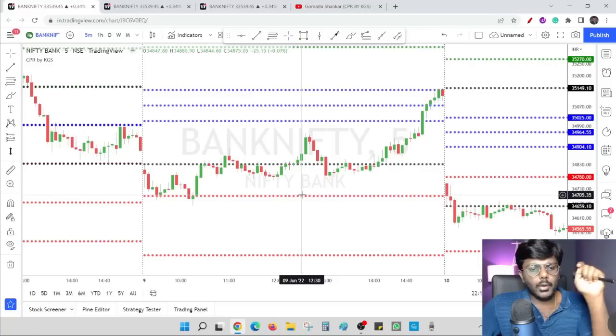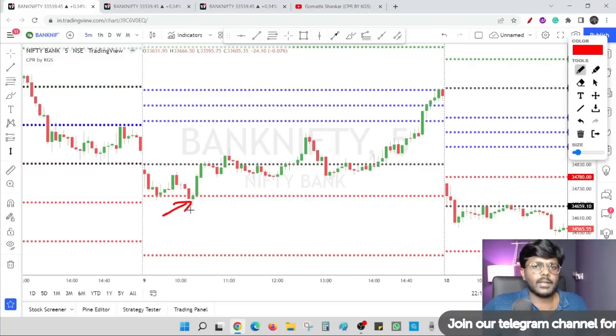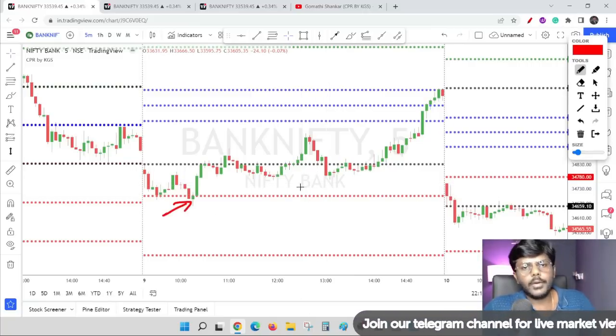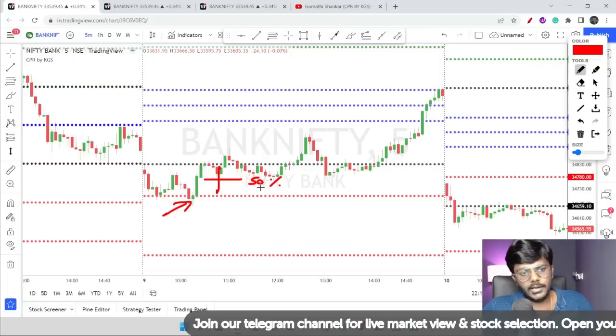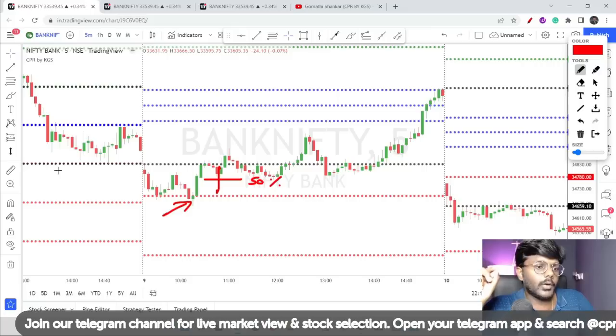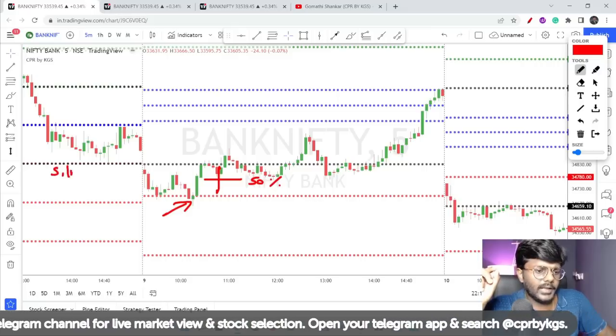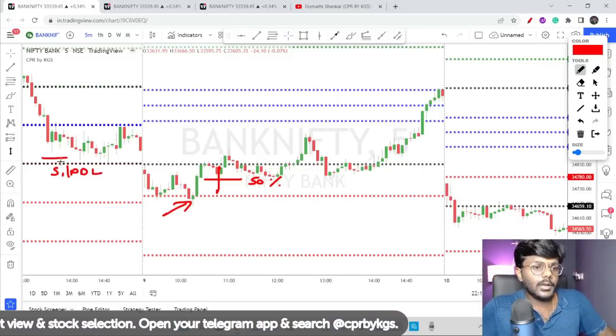Very simple. Now on 9th of June, we can take a short position here, because S1 previous day low is broken. Don't forget to place your stop loss at the 50% level. Remember, I have said many times, if S1 and previous day low are very close, then you can place your stop loss above S1 and previous day low.